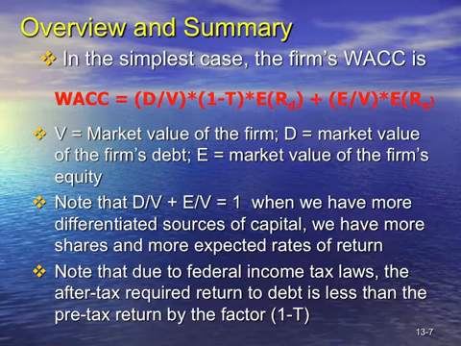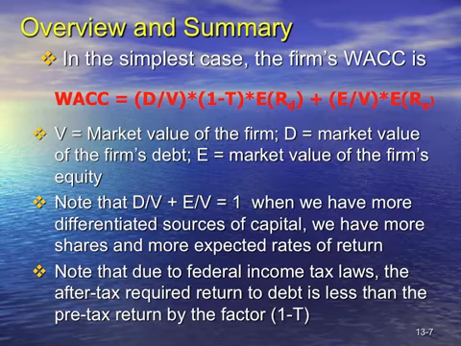D is the market value of the firm's debt. E is the market value of the firm's equity. Okay, so we've got debt, we've got equity, and we've got the value of the firm. So D divided by V is the share of the firm that is debt. E on V is the share that is equity. If you add D on V to E on V, what must you surely get? 1.